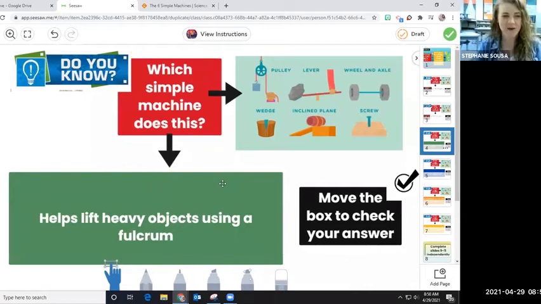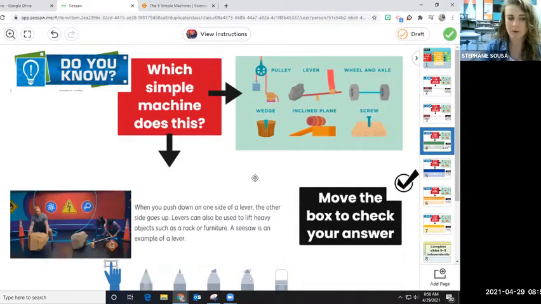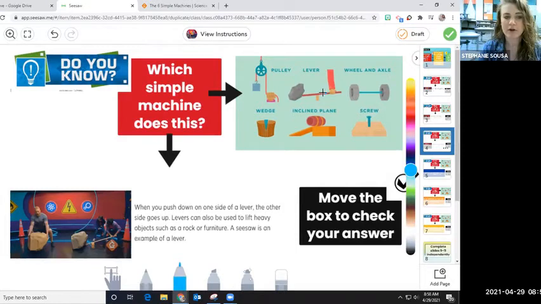All right. Which simple machine helps lift heavy objects using a fulcrum? Fulcrum is a word that is attached to a lever. So on the lever, this here would be the fulcrum. It is the piece or part of the lever that allows the lever to tip up and down. It's what holds it up in the air. Any questions on levers?